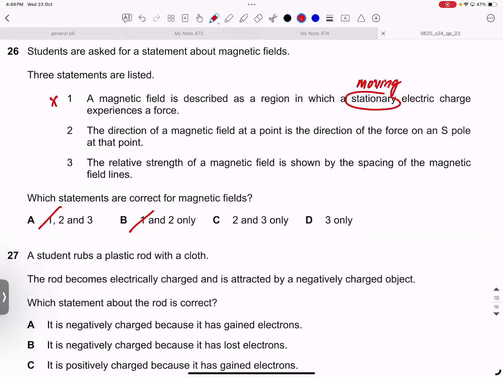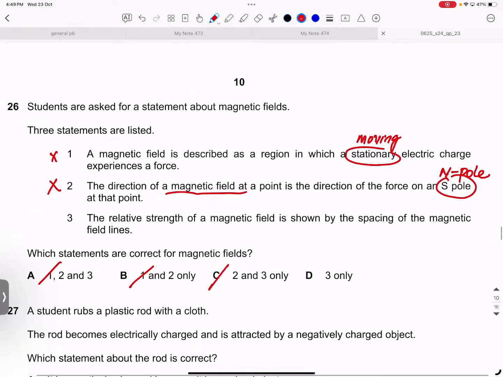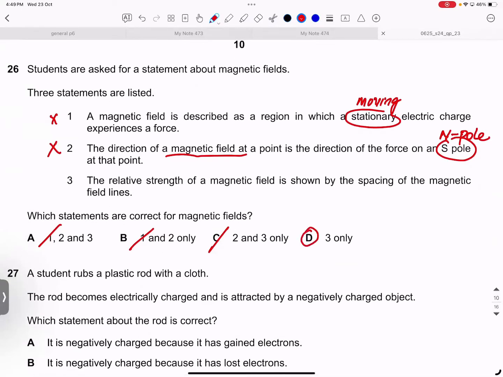Now, 2. Direction of magnetic field at any point is direction of force on a south pole. No. Direction of magnetic field is actually direction of force on a north pole. 2 is also wrong. So if 1, 2 are wrong, then 3 is the only right option. Let's read what is 3. The relative strength of magnetic field is shown by the spacing between the lines. Yes, if the lines are closer, the magnetic field will be stronger. If the lines are further apart, the magnetic field will be weaker. The answer is D.